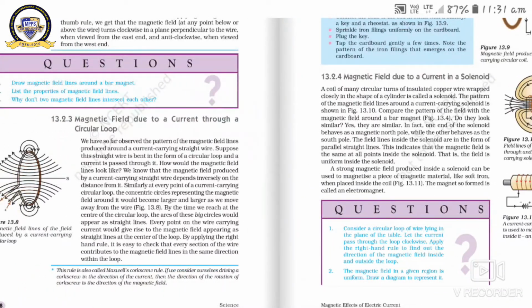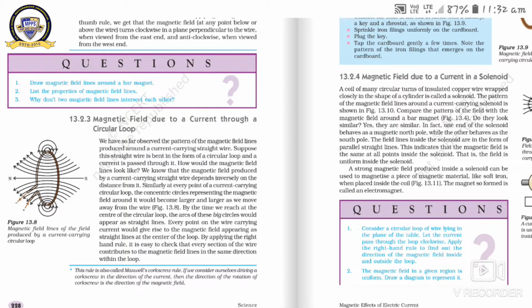Today I will discuss the magnetic field due to a current through a circular loop. We have so far observed the pattern of the magnetic field lines produced around a current carrying straight wire. Suppose this straight wire is bent in the form of a circular loop and current is passed through it. How would the magnetic field lines look?